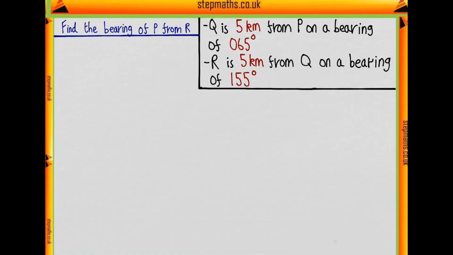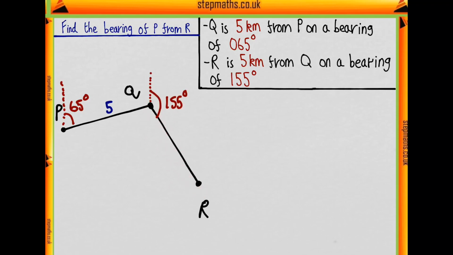So, how do we go about this? Well, we've got all this information here, and this is in a horrible form, so let's draw a diagram. Firstly, Q is 5 kilometres from P on a bearing of 65 degrees, which looks like this. So our north arrow's from P, 65 degrees clockwise to Q, and then the length is just marked in 5 here. And then similarly, R is 5 kilometres from Q, so our north arrow should go on Q, on a bearing of 155, which will be roughly down here. Indeed it is. And once again, that's 5 kilometres.